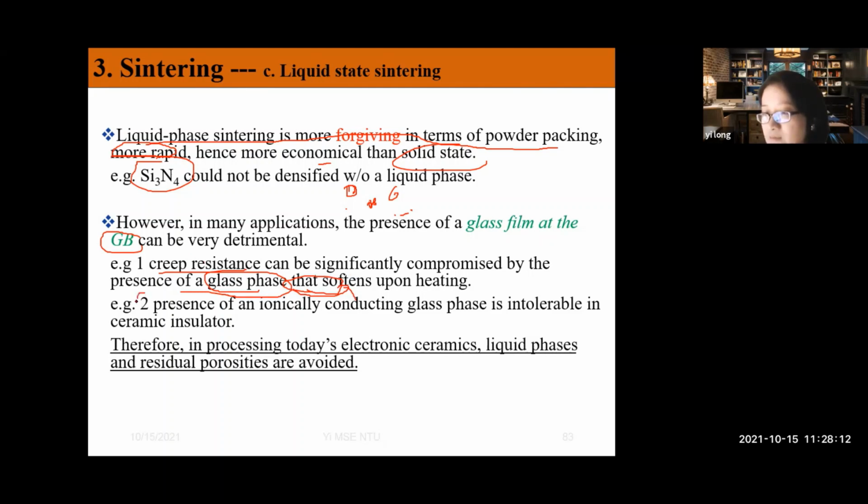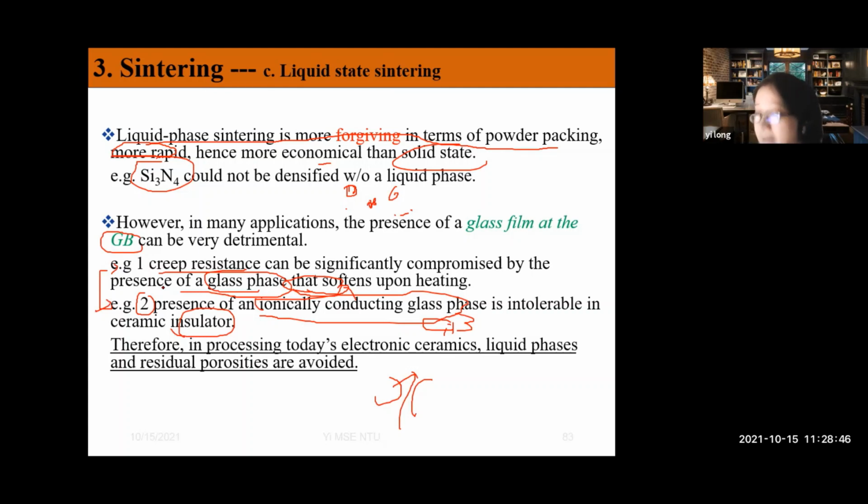The second one is because these impurities are going to stay in the grain boundaries, and this could be some ionic conducting glass phase. Again, the grain boundary becomes more ionic conducting, which is not tolerated in insulators, which means your grain boundary becomes too conducting. So this is going to affect the electrical properties. So these are the 2 examples. Although the liquid phase is good, it helps with densification, no matter what, it is impurities.